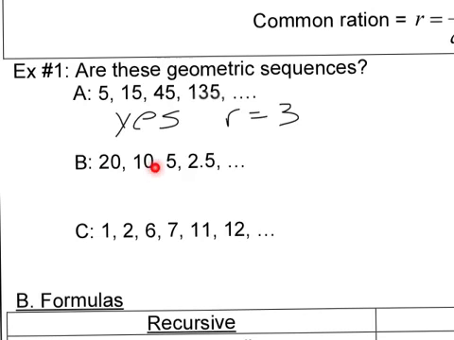How about these? 20 to 10 to 5 to 2.5. It may not seem like it, but the answer is yes, and the r value is 1/2. We're multiplying by a fraction. It's the same thing as dividing by 2. It is multiplying by 1/2.